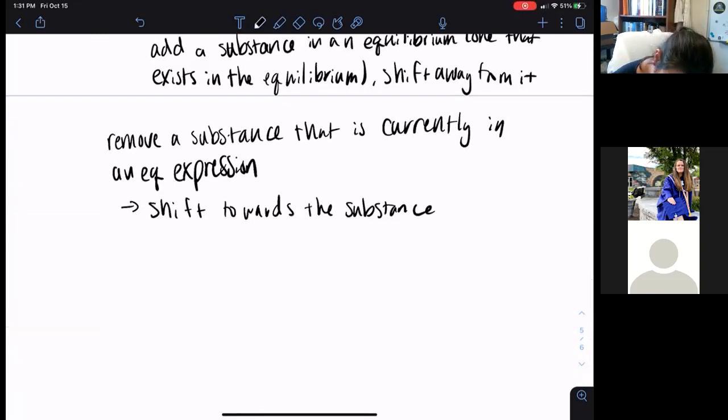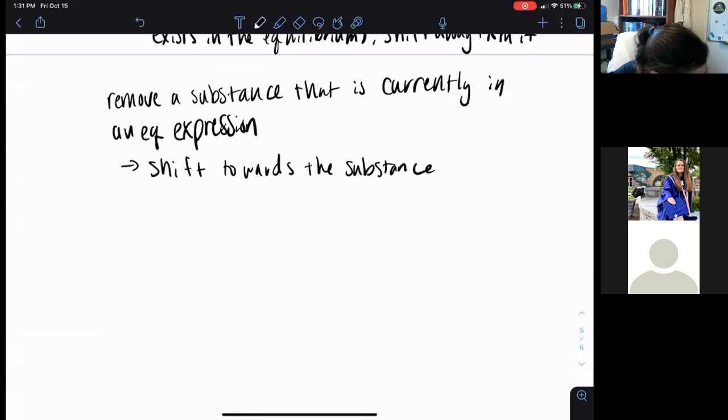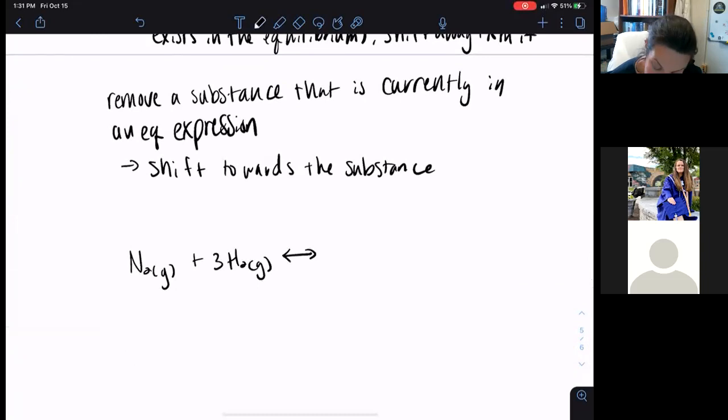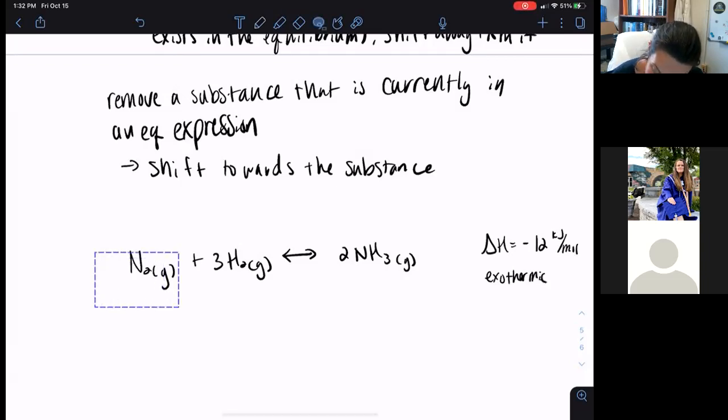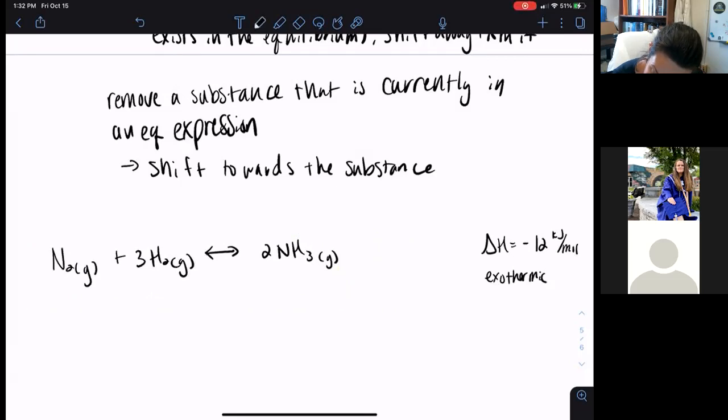So if we have the following reaction, the same reaction, so I'm too lazy to write another one. And let's say this has a delta H of -12 kilojoules per mole. From this information, we know this is exothermic. And because we are releasing heat, we would say that heat is therefore a product.